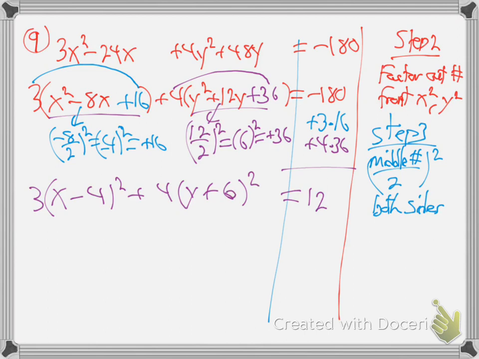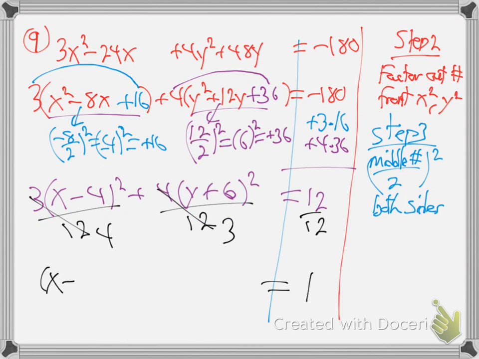And then, to get 1 on the right side, divide by 12, divide by 12, divide by 12. 3 goes into 12 4 times, 4 goes into 12 3 times. This is a 1 over 4 plus y plus 6 squared over 3. There's the right equation. Let's go back and see which answer that is.